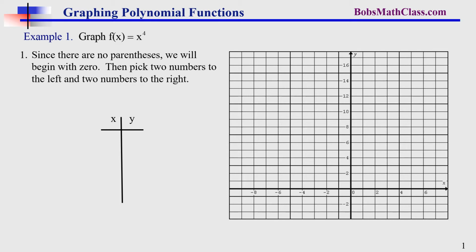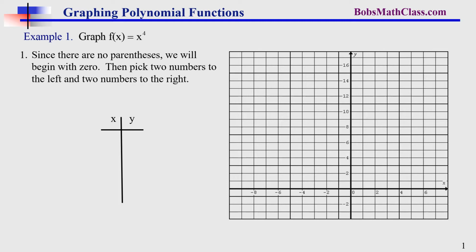Okay, so notice that there's no parentheses. So that's what I want you to think about first. Are there any parentheses? And if there's not, then we're going to just start with 0. Then we're going to pick two numbers to the left and two numbers to the right, similar to graphing a parabola.